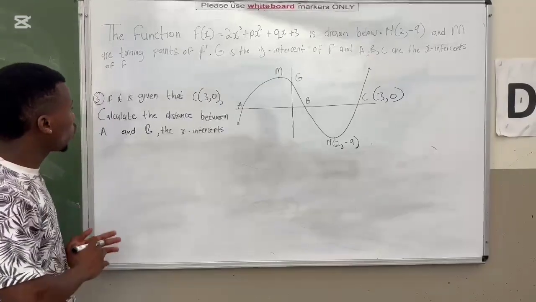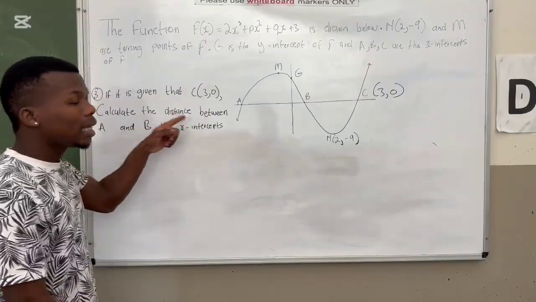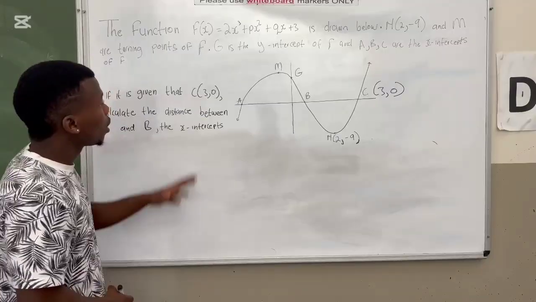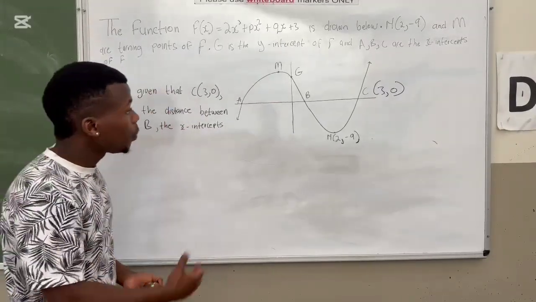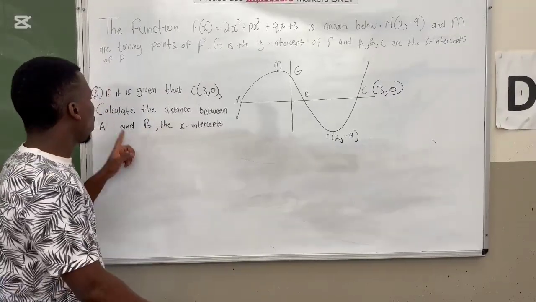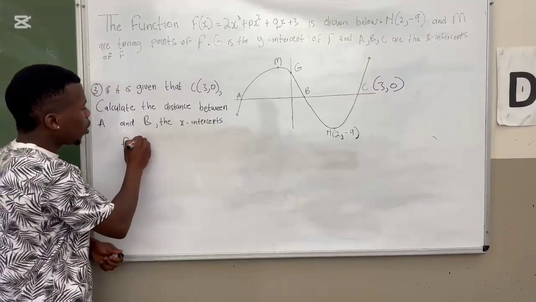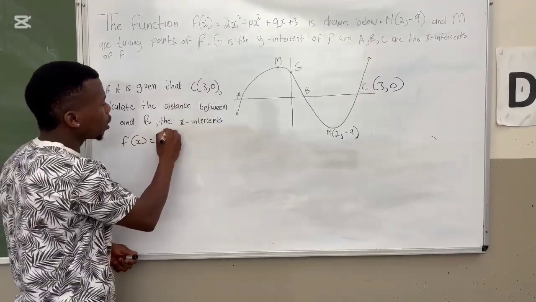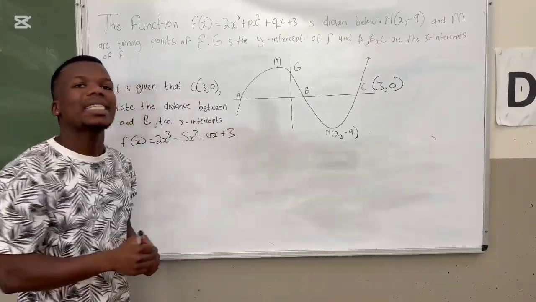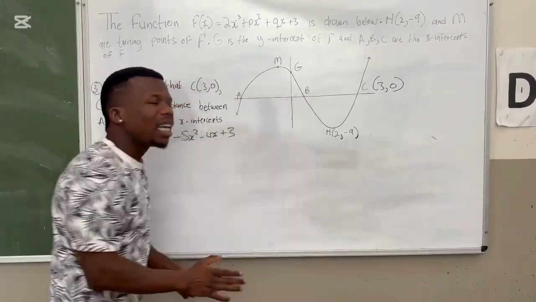Now let's check the third question. It is given that the coordinates of C are 3 and 0. Calculate the distance between A and B, the x-intercepts. Remember something, C is one of our x-intercepts, meaning that in order for me to calculate the distance between A and B, I must calculate the coordinates of A and B, given the coordinates of C. Now let's check something. Remember our function f of x is given by 2x cubed minus 5x squared minus 4x plus 3. Meaning that I need to find the values of A and B.